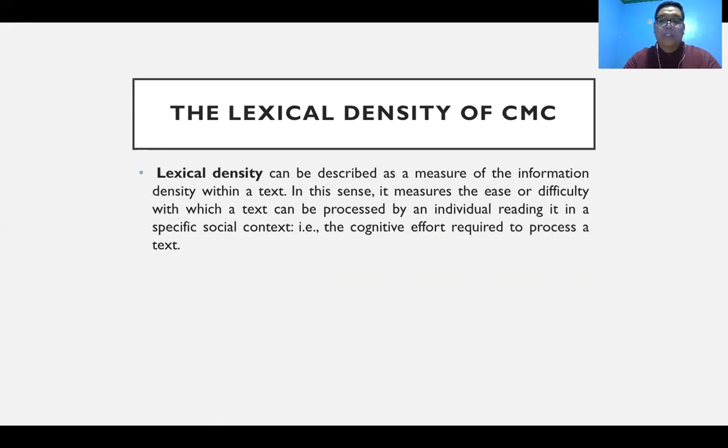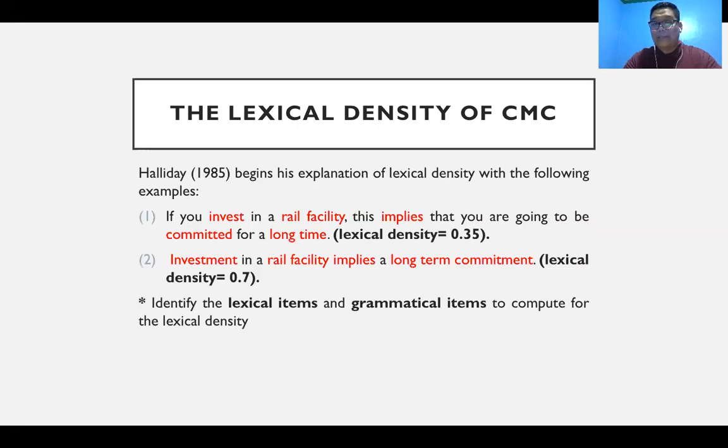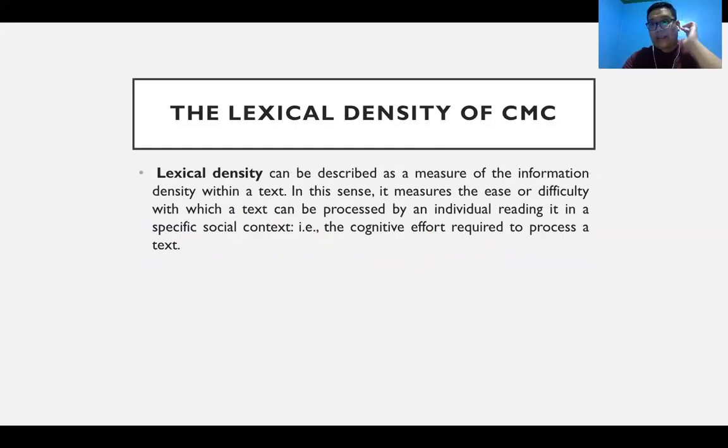In this sense, it measures the ease or difficulty with which a text can be processed by an individual reading it in a specific social context. That is the cognitive effort required to process a text. Let's say it's really dense because there are a number of lexical items found in the discourse. That means there are more difficult words to be processed by the one decoding the discourse, right? Unlike when it's less dense, then that means simpler words are used in the discourse, which means it is easier to understand the entirety of the discourse because of the simplicity of the chosen words.